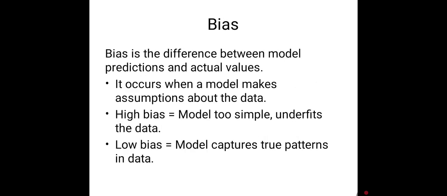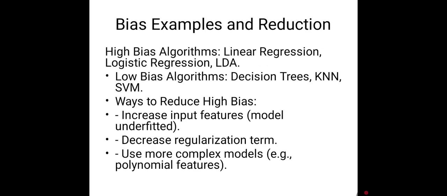So what is bias? Bias is the difference between the predicted value from a model and the actual value. It occurs when a model learns the wrong relationship due to oversimplification. High bias means the model is too simple and cannot capture the real pattern. This is called underfitting. Low bias means the model understands the data well. Next, we are going to discuss bias examples and reductions.